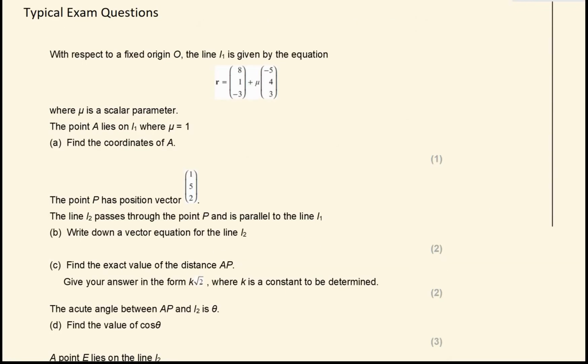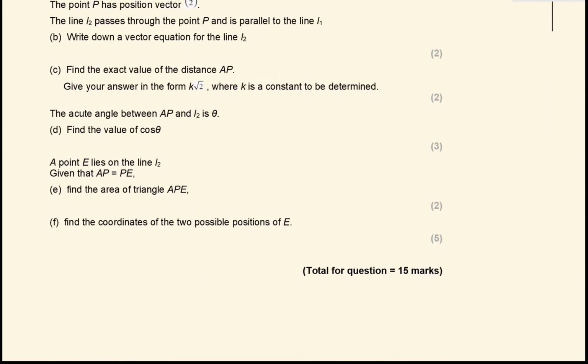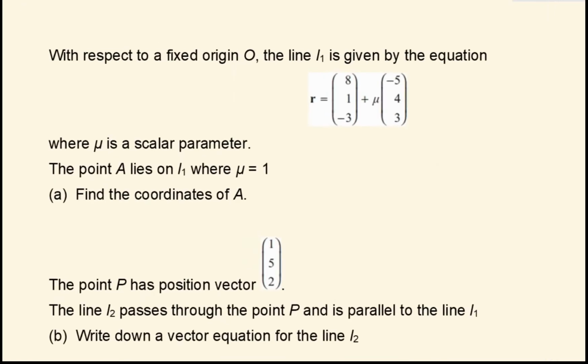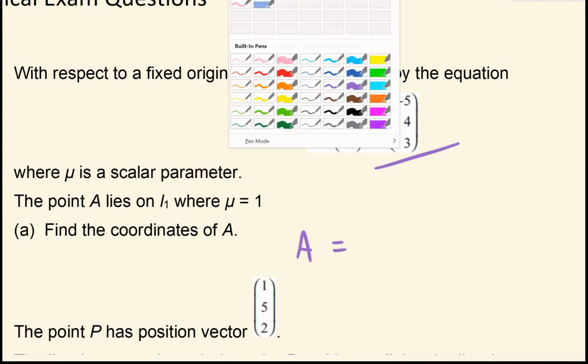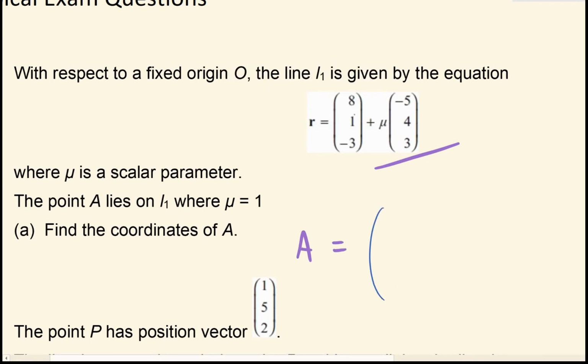Okay, I'll go through one more example question. This one is slightly harder, so it takes a wee bit longer because it's a whopping 15 marks. So we have a line given by this equation here. We want to find the coordinates of A where mu equals 1. So if mu equals 1, let's get a thinner pen. That's going to be 8 minus 5, 1 plus 4, and minus 3 plus 3.